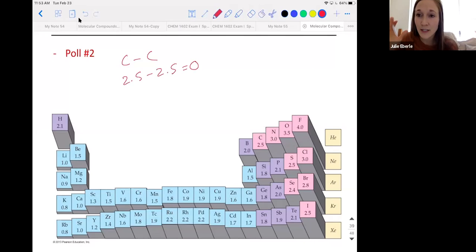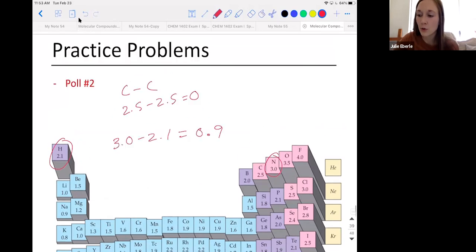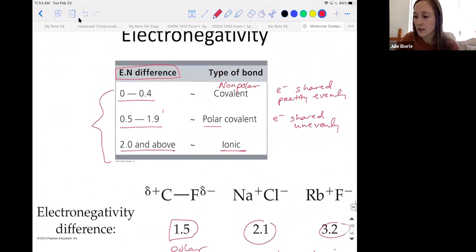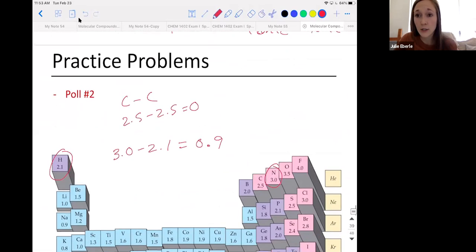So anytime you see bonds between identical atoms, carbon to carbon, hydrogen to hydrogen, you can automatically know. You don't even have to calculate it. That's a non-polar bond. Now nitrogen and hydrogen, we're looking right here, 3.0 and 2.1. So you should have done 3.0 minus 2.1, and that's how a lot of you got 0.9, and then you looked at the table and you said, oh yeah, that's definitely polar. And then you got your answer and you didn't have to do anything else at that point.